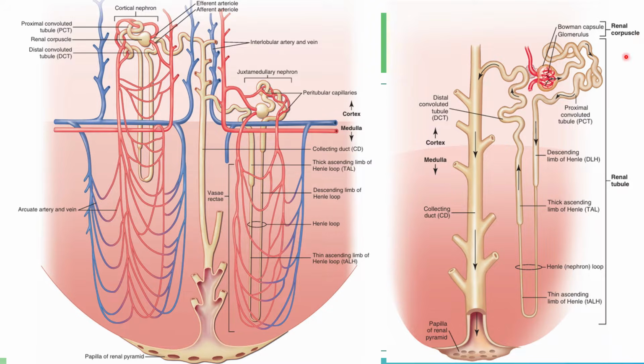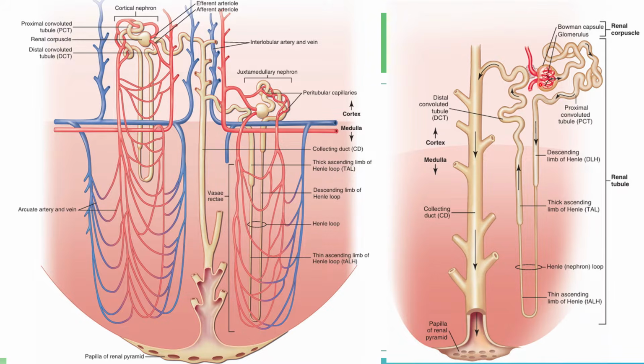Your renal corpuscle comprises your Bowman's capsule and the glomerulus. The red one is the glomerulus, and the yellow one is the Bowman's capsule. Then of course you have your renal tubules, which start from your proximal convoluted tubule, going to your loop of Henle, and then your distal convoluted tubule, which will join your collecting ducts.